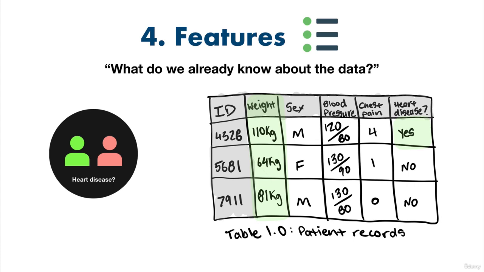But the premise remains. A machine learning algorithm's goal is to turn these features, such as weight, sex, blood pressure, and chest pain, into patterns to make predictions, such as whether or not a patient, we've got unique patient IDs here, has heart disease or not.